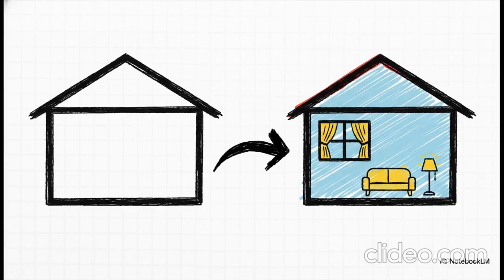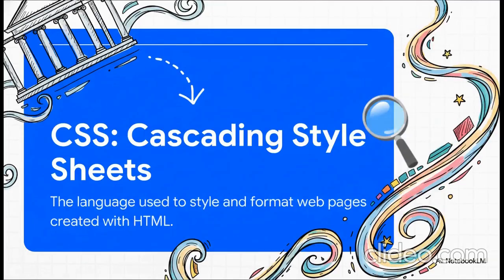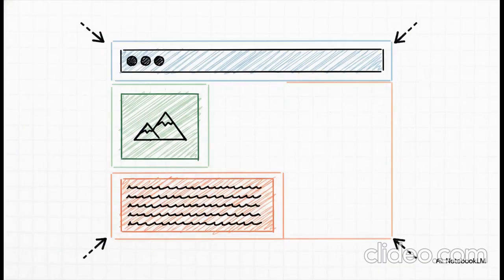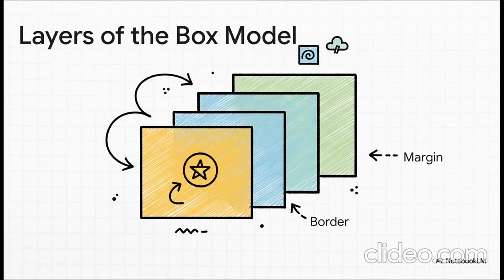Now let's add some style with CSS. What's cool about CSS is it keeps the style separate from the structure. It's way more organized. A really key concept in CSS is the box model. Basically, everything on the page is a box. And each box has layers: content, padding, border, and margin. This lets you control spacing perfectly.